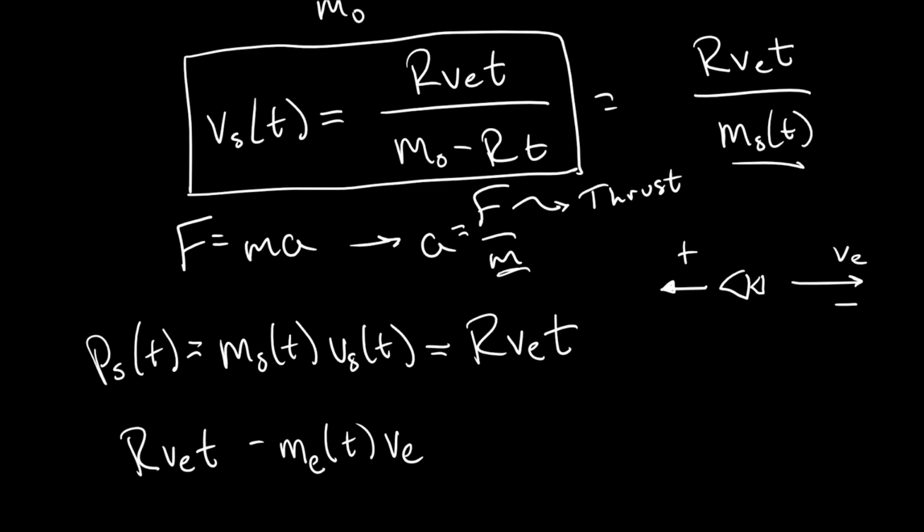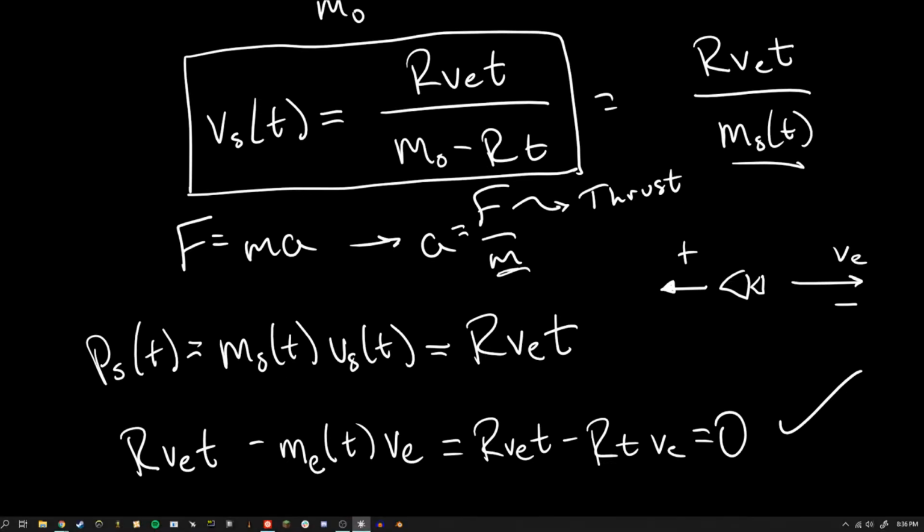But the exhaust mass is given by r times t, the rate that the ship is losing mass times the time that it's gone. So we get something like RTVE, which is equal to 0. Our momentum is always conserved. That's very good. So again, I'm going to switch to the plots.